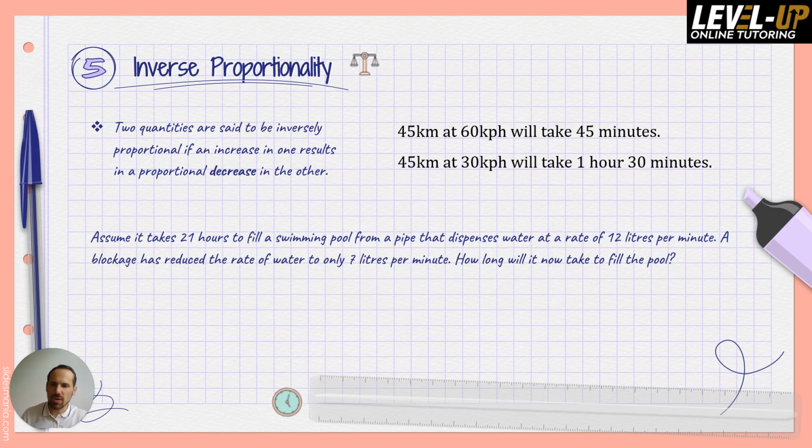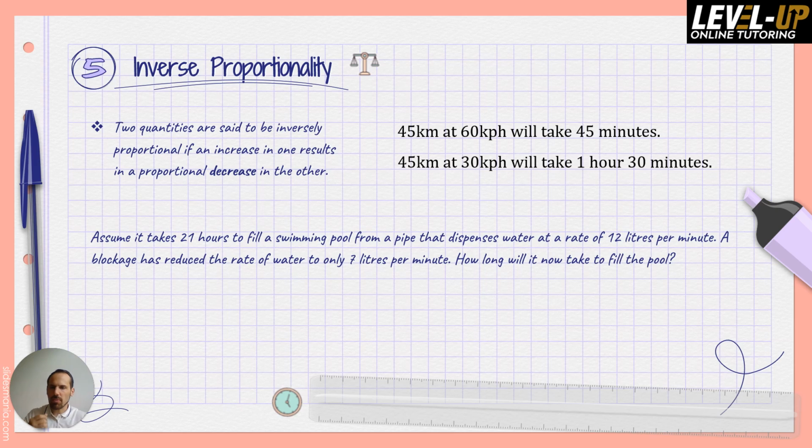It's just like the reverse way around. So let's look at this example here. Say we were filling up a swimming pool and it takes 21 hours to fill up that pool at a rate of 12 liters per minute. Now we've been told a blockage has reduced the rate to only 7 liters per minute. How long will it now take to fill the pool?